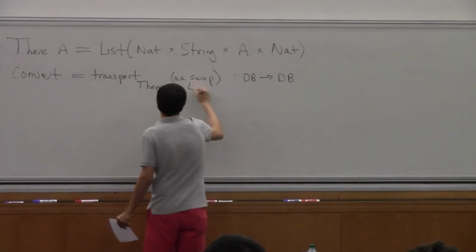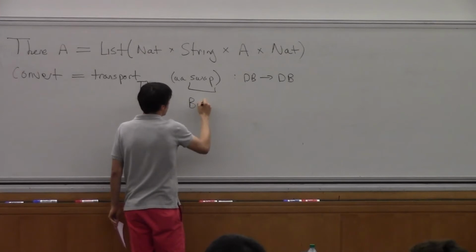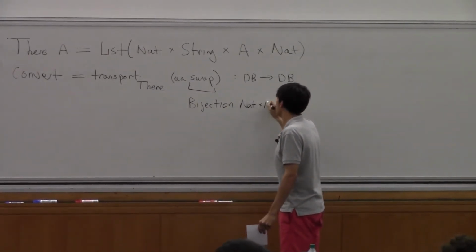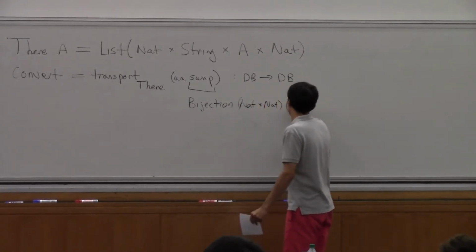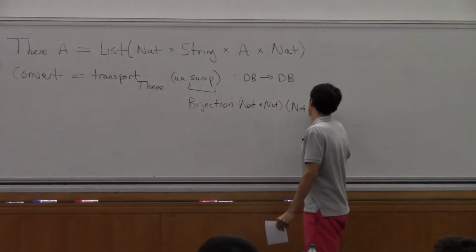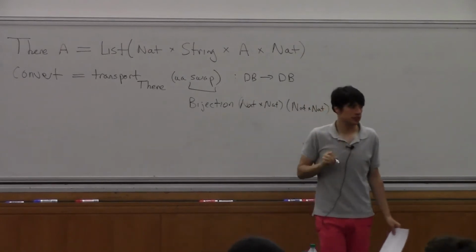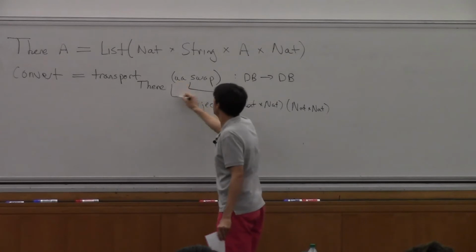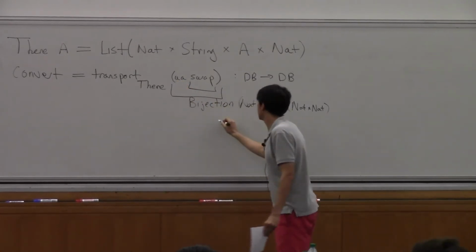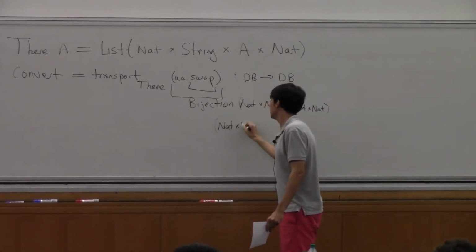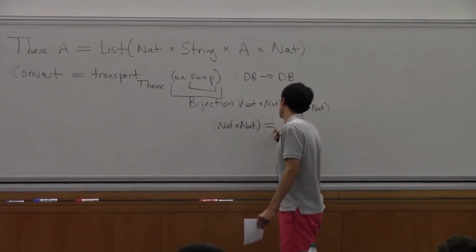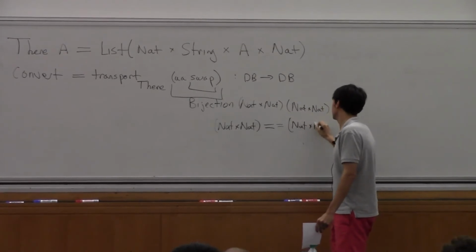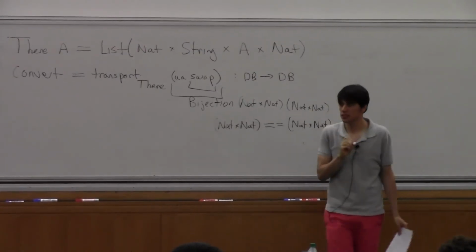Swap, what was the type of swap? Swap was a bijection between nat cross nat and nat cross nat. Okay? Good? Univalence applied to swap then says, hey, because of that, nat cross nat is equal, in the double equal sense, to nat cross nat, right?